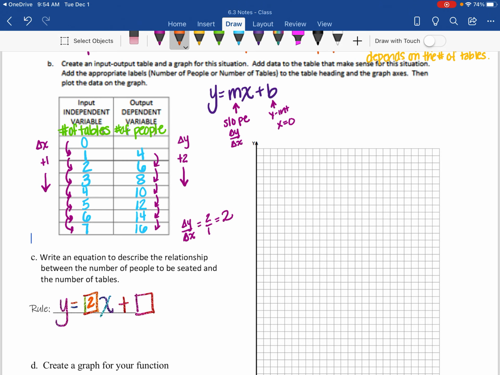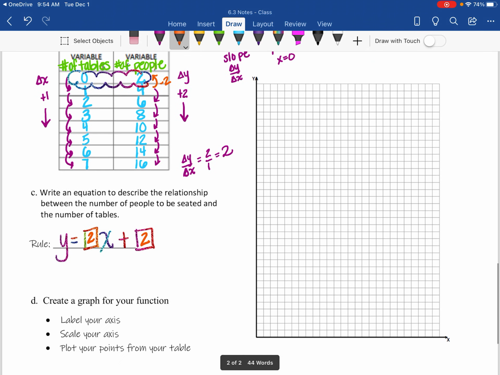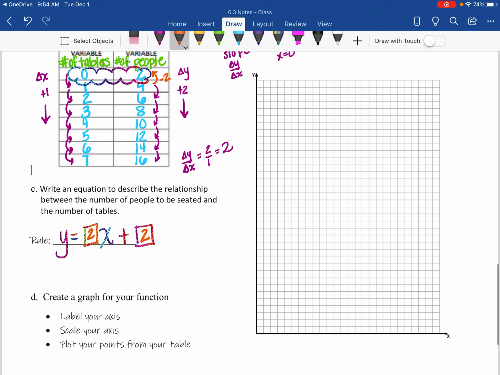Okay. Now we need to find our y-intercept. So we have to work backwards in this pattern to get our y-intercept. And if we work backwards in the pattern, we find that our y-intercept is 2. And we can go ahead and fill that in to our rule. So our rule is y equals 2x plus 2. Now we have to create our graph. Okay, so we're going to create our graph.